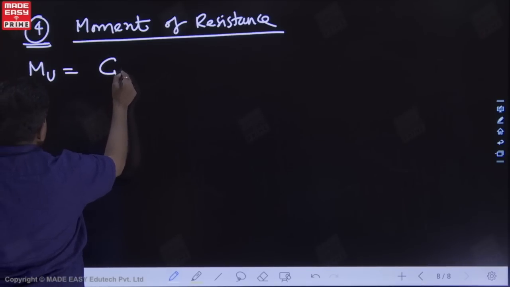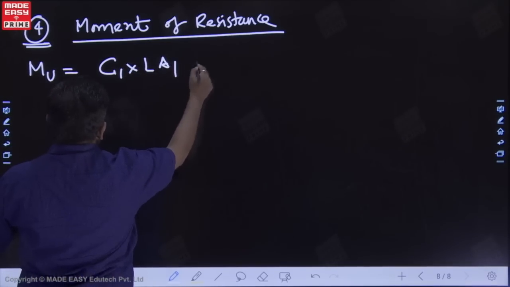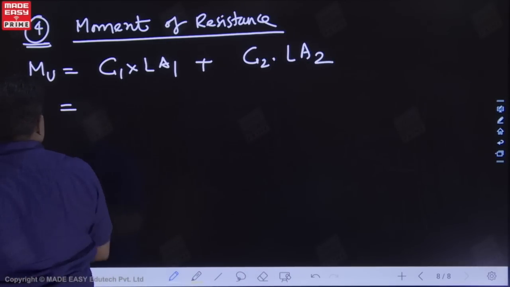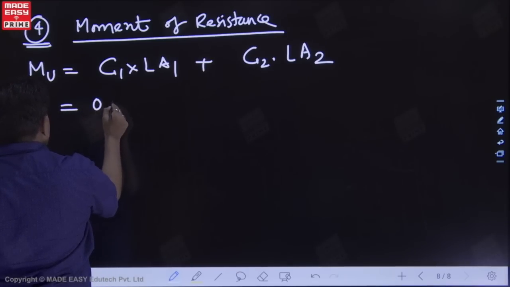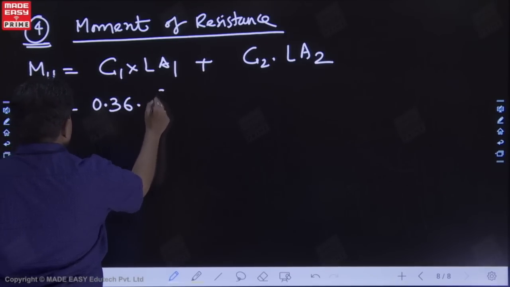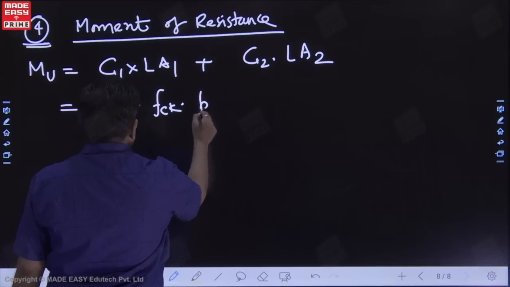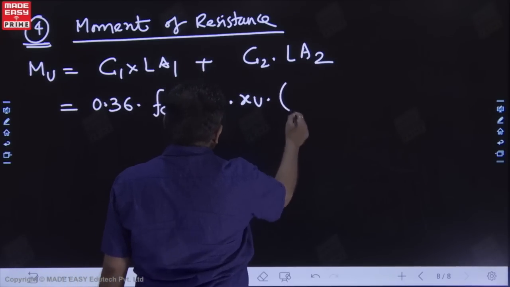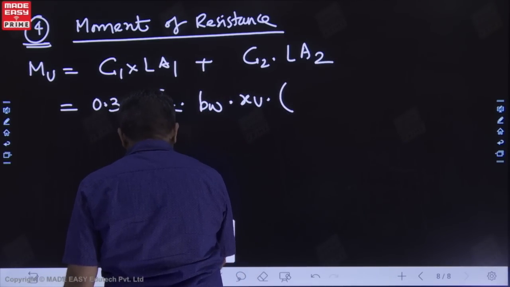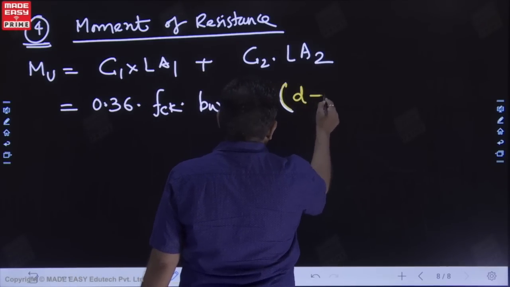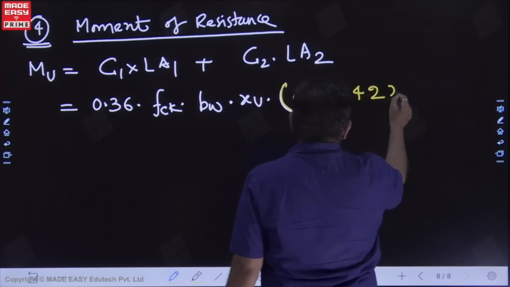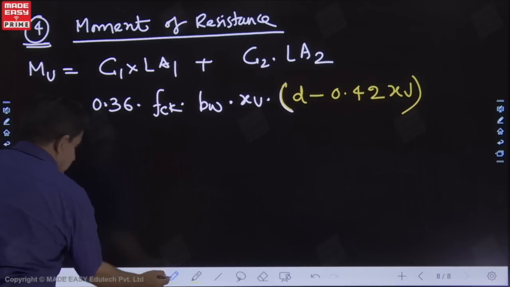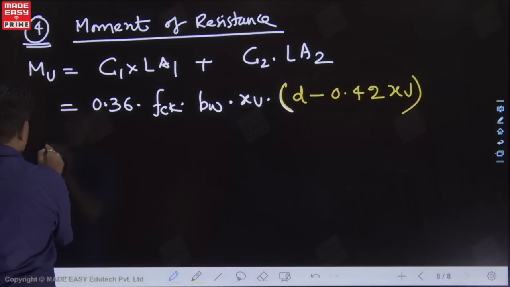Now see, it's very simple to write down the formula. Your formula is C1 into lever arm 1 plus C2 into lever arm 2. What is C1? C1 is 0.36 into FCK into BW into XU, because this is for the web portion, and its lever arm is D minus 0.42 into XU. I am writing with a different color so that you understand the values correctly.